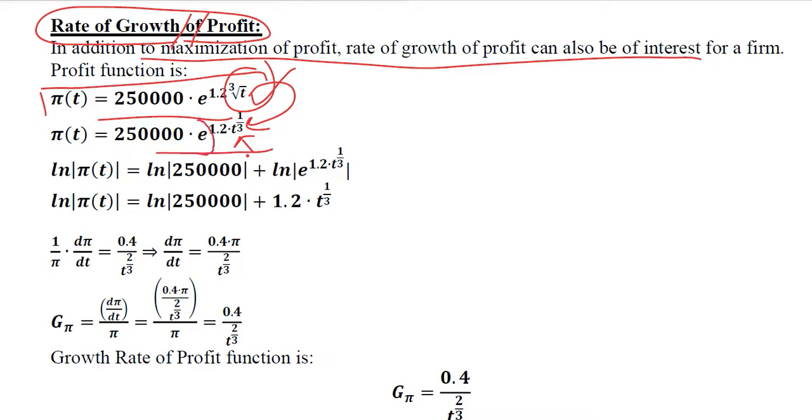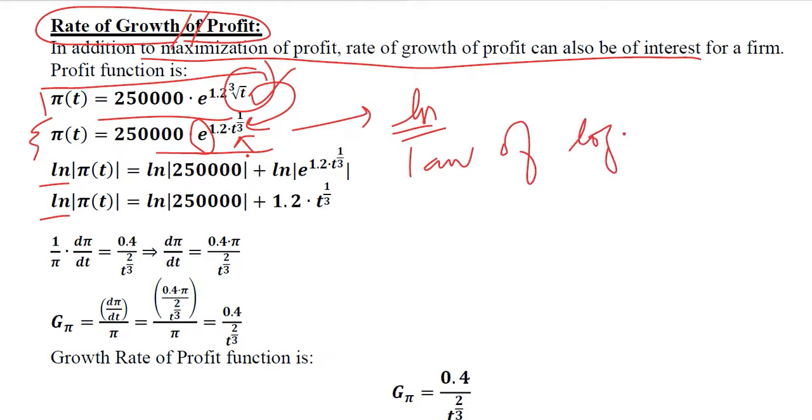In order to get rid of this exponent and bring the time variable down into the base, as well as to be able to find the growth rate of the profit, which is based on the derivative of the natural log, we can take the natural log of this function. So here we take the natural log, and then we will get this answer under the laws of logarithm. You can see that the natural log is taken separately of this coefficient and then of this term.